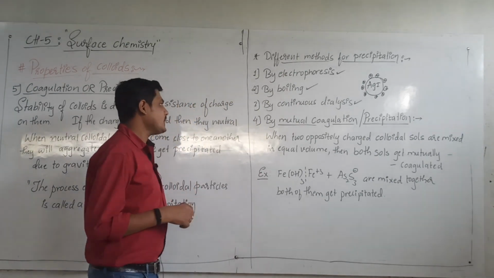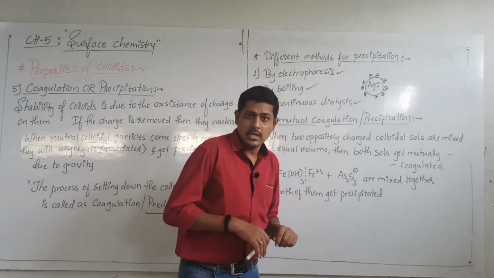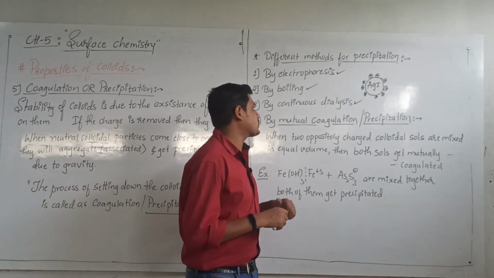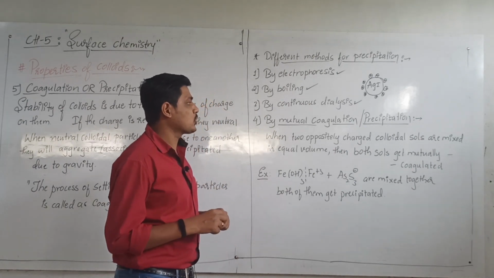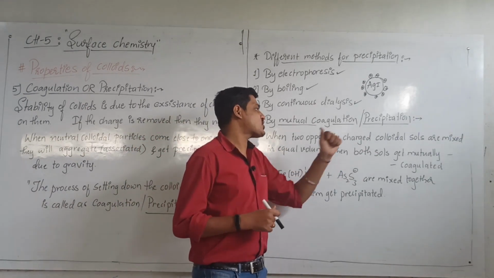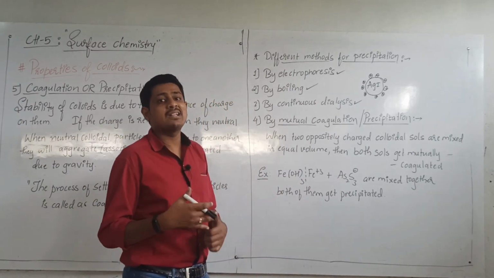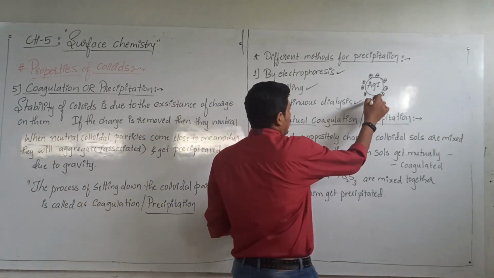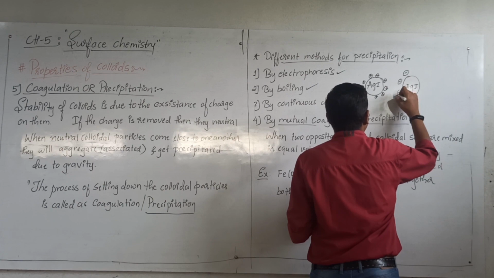Then the fourth one is called mutual coagulation or mutual precipitation. Now you know the meaning of mutual, give and take. So in mutual coagulation or precipitation, what will happen? See, when two oppositely charged colloidal sols or colloidal solutions are mixed in equal volume, then both the sols get mutually coagulated. It's obvious, isn't it? So when two oppositely charged colloidal particles are mixed in equal amount, then what will happen? A positive charge, a negative charge. Now AgI is here, and then the same AgI may carry a negative charge, isn't it?